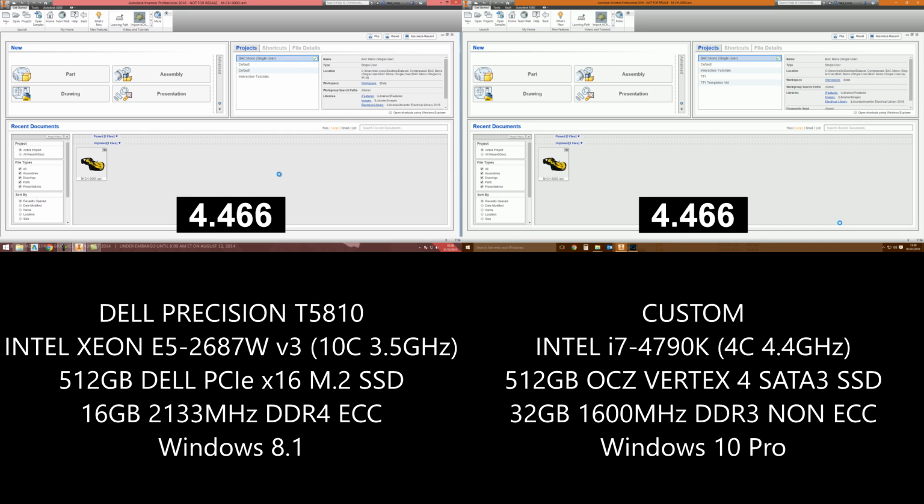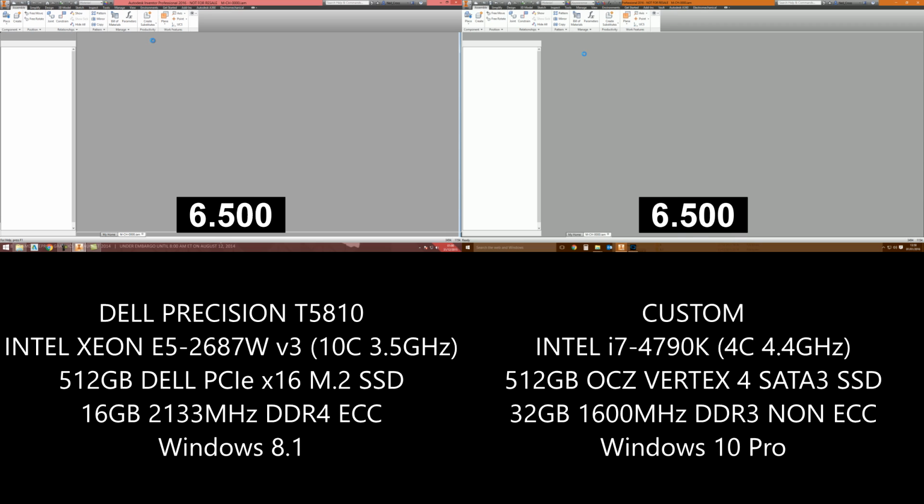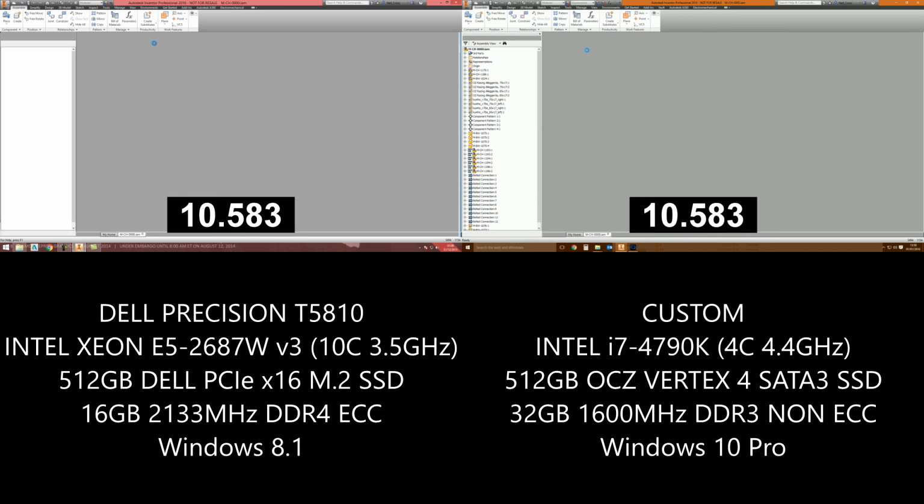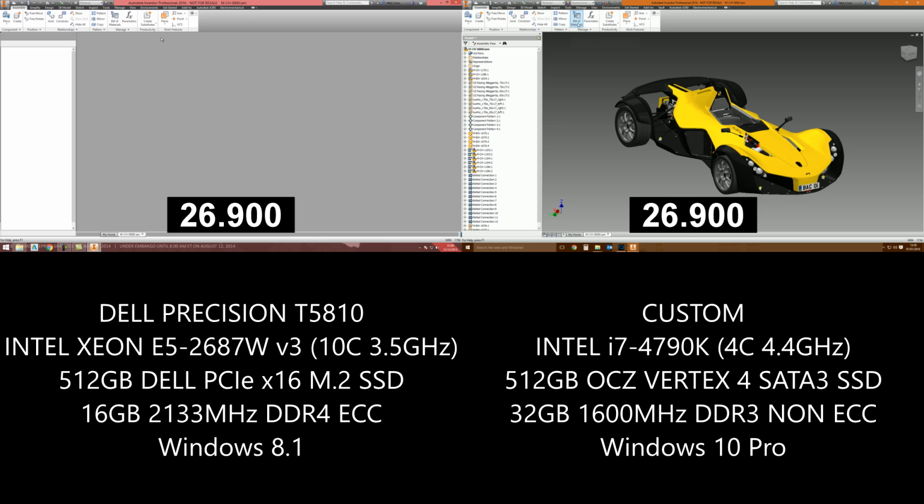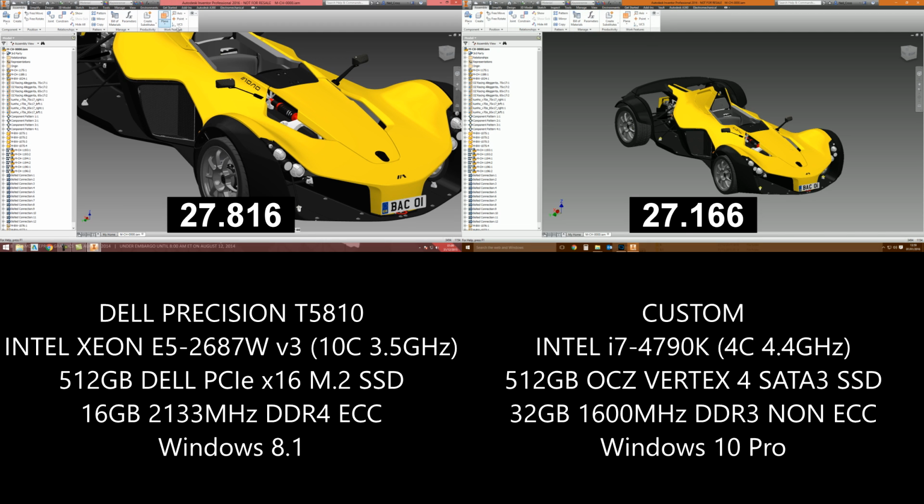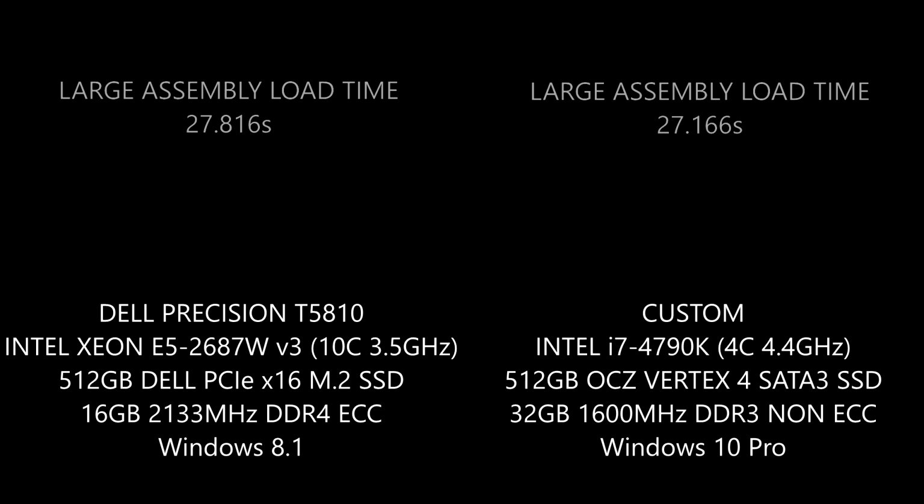On paper, the Dell workstation should win this one hands down because all the components being used here are of a higher quality and of a higher spec to the gaming PC, and also at this point Inventor uses multi-core technology on the Xeon, so those 10 cores at 3.5 gig, 35 GHz of processing power should beat the 4-core 4.4 GHz on the gaming PC, faster solid state drive and higher clock speed RAM, but as you can see the gaming PC wins it yet again by around 3/4 of a second.